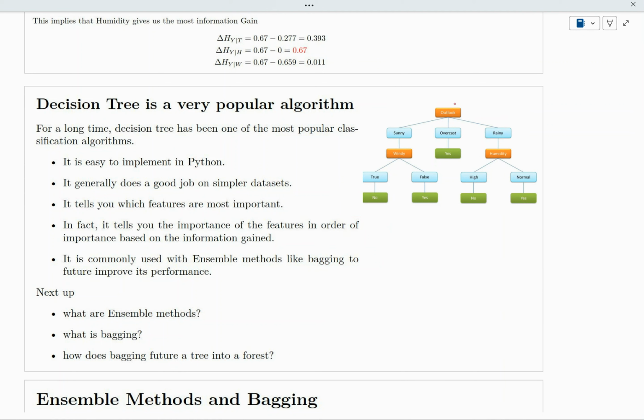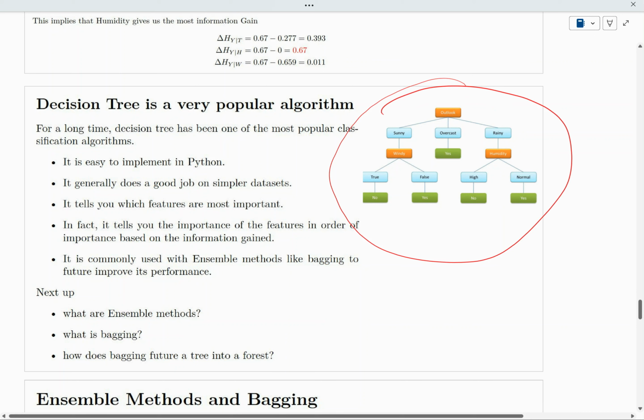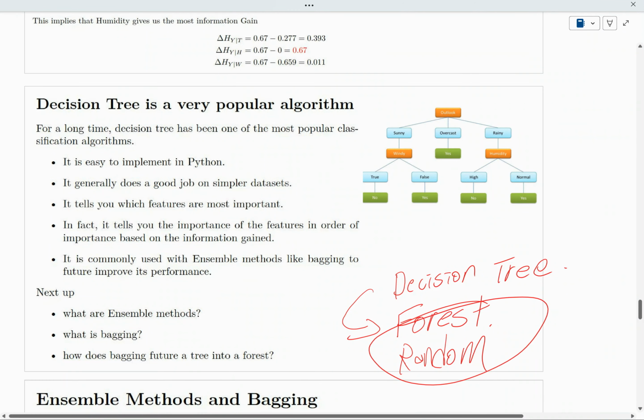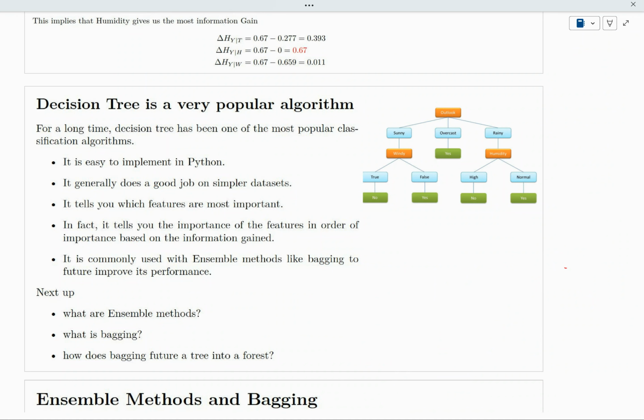So knowing how to learn decision tree is important, because it is commonly used. We build further on top of it and turn a tree into a forest. So the algorithm that we are learning besides decision tree is random forest. Okay, so this requires us to learn this concept called ensemble methods.